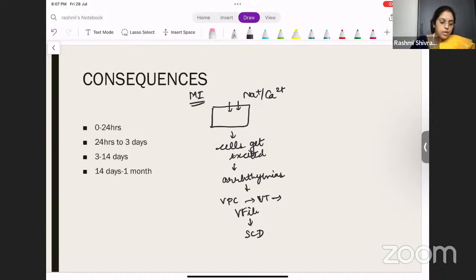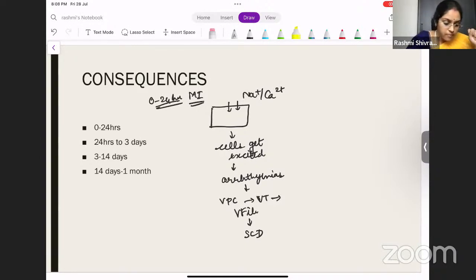So if the STEMI is so severe, then the patient can have arrhythmias very easily. They can have VPCs initially, then it can progress to VT and then ventricular fibrillation, and the patient can have sudden cardiac death. So in the immediate period, the 0 to 24 hours period, the patient can have arrhythmias and sudden cardiac death. You have now known the complications which happen in the 0 to 24 hours period.